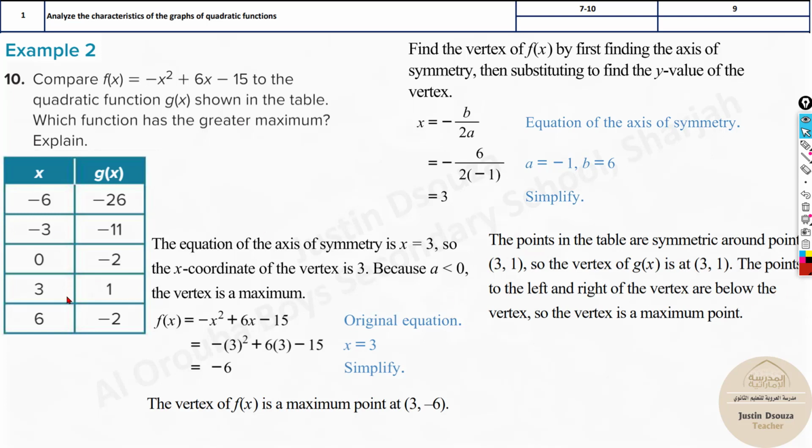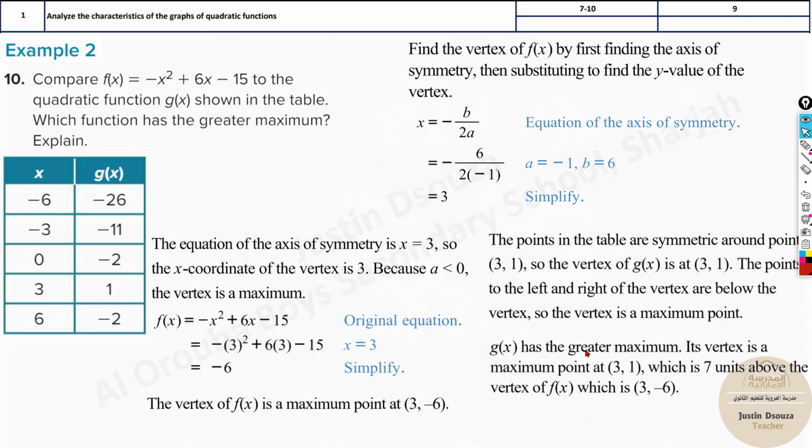So, sorry, it's 3 comma 1. X is first, 3 and 1. So the maximum point over here is 1. The maximum point of f of x is minus 6. Which is having the greater maximum? The function g of x has the greater maximum.